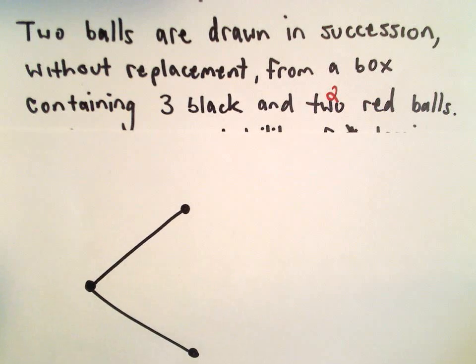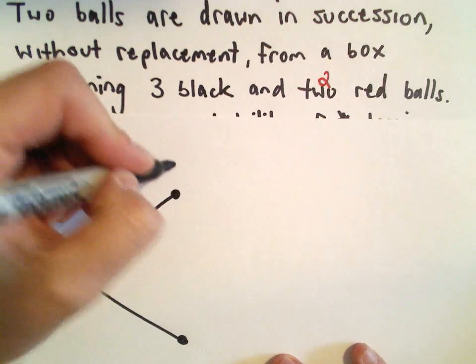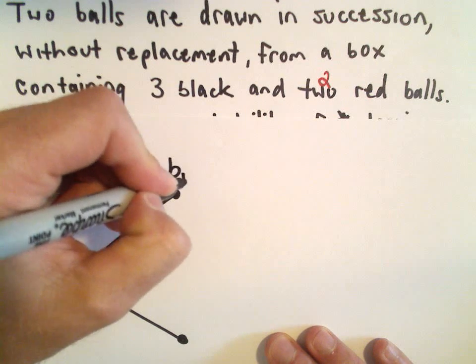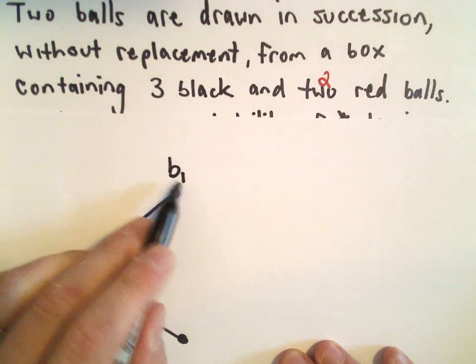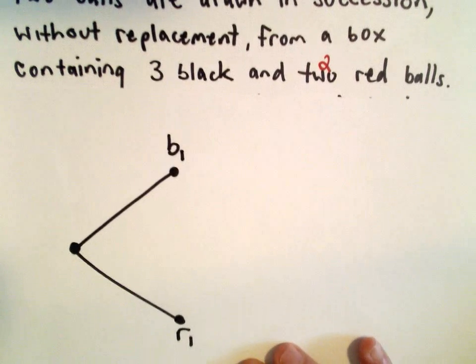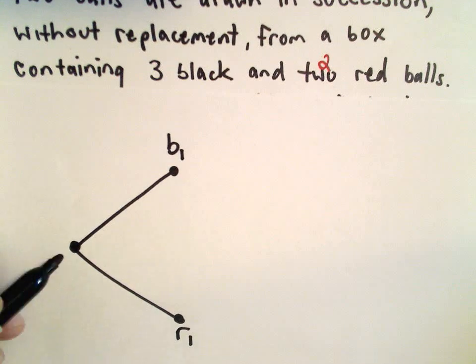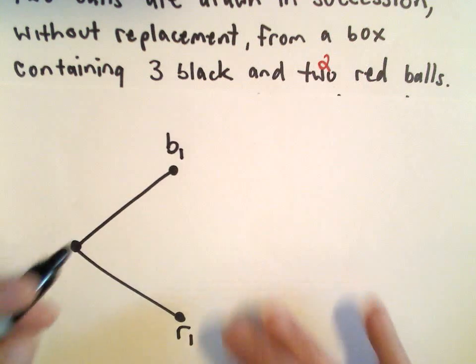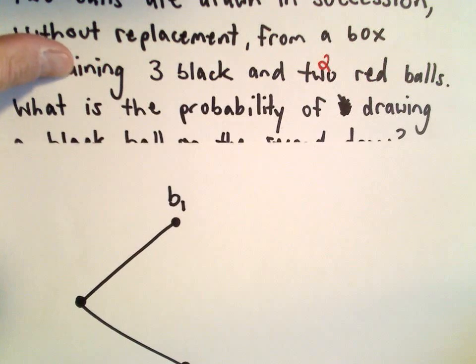So again, what we're going to do is label the outcomes that can happen. I'm going to put a little B sub 1 to illustrate that we could get a black ball on the first draw, or we could get a red ball on the first draw, so a little R sub 1. And along the branches, I'm going to put the probabilities of that occurring.